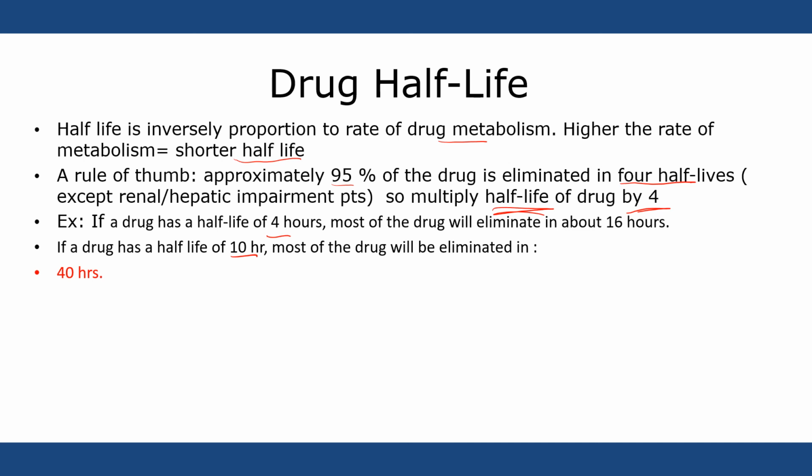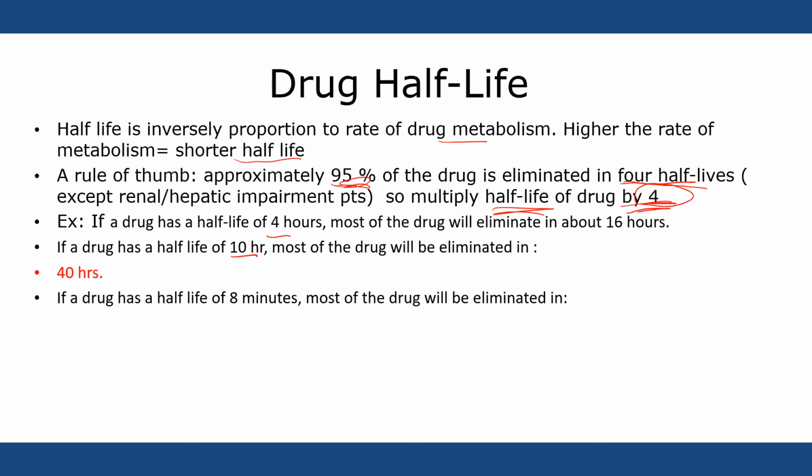Remember, I'm telling you that you multiply by 4. And why are we multiplying by 4? Because the rule of thumb is that 95% of the drug, not 100%, but almost 100, is eliminated in 4 half-lives. That's where the 4 comes in. Okay, let's do another example. If a drug has a half-life of 8 minutes, most of the drug will be eliminated in, go ahead and pause and see if you can come up with the answer. Yeah, 32. All right, you guys are so smart.